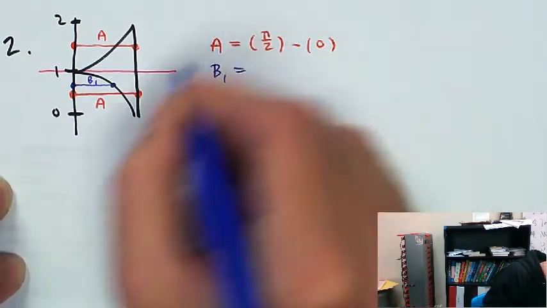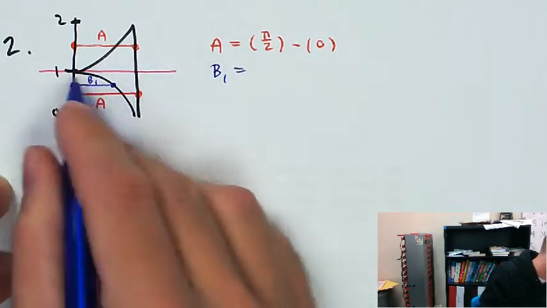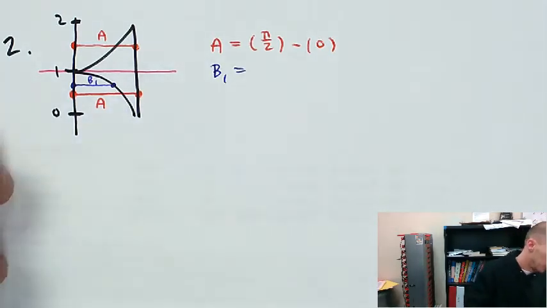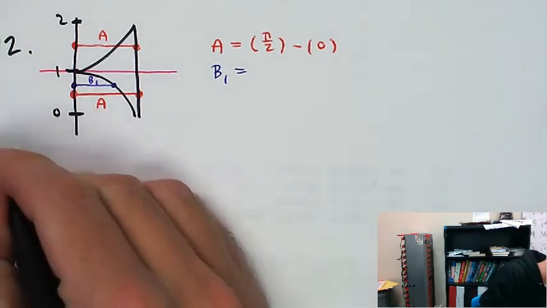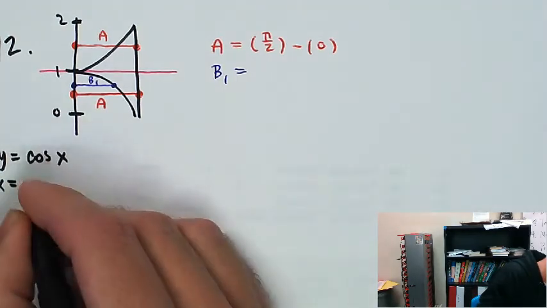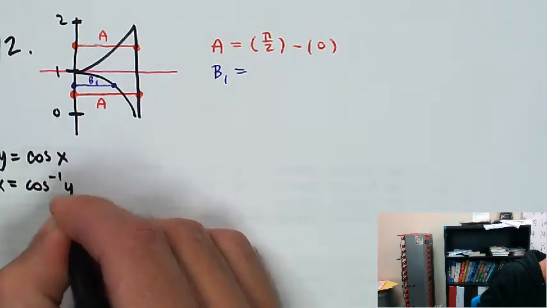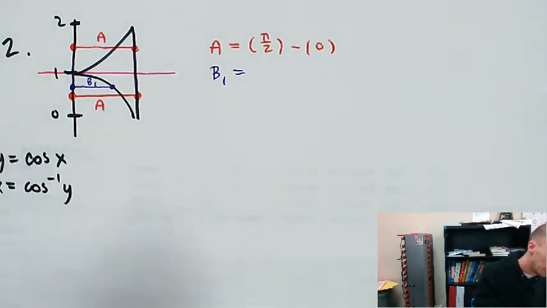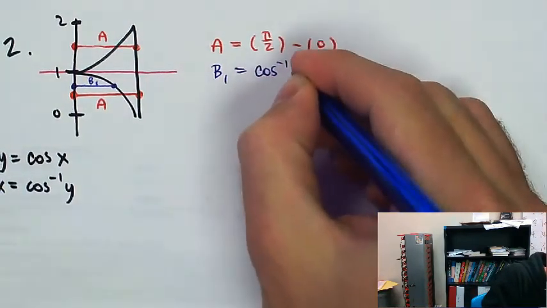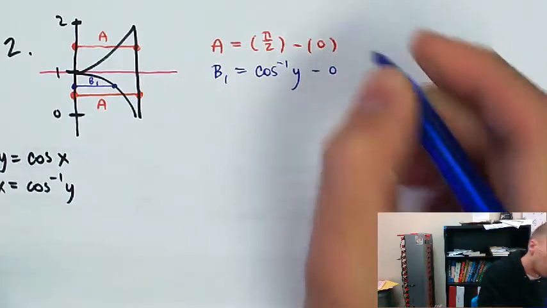Okay, B1 is going to be on the right. I've got, well, if y equals cosine x, so what I can do is over here, x is going to be arc cosine of y. So, the arc cosine y minus 0.